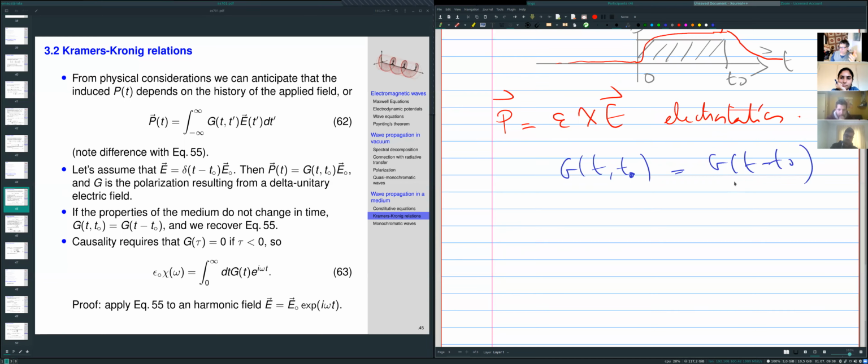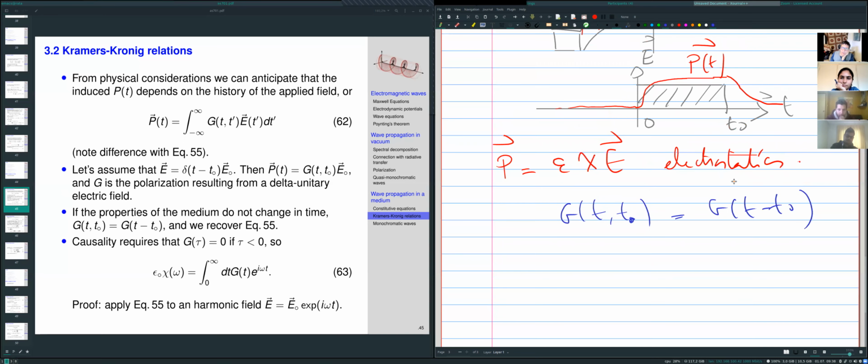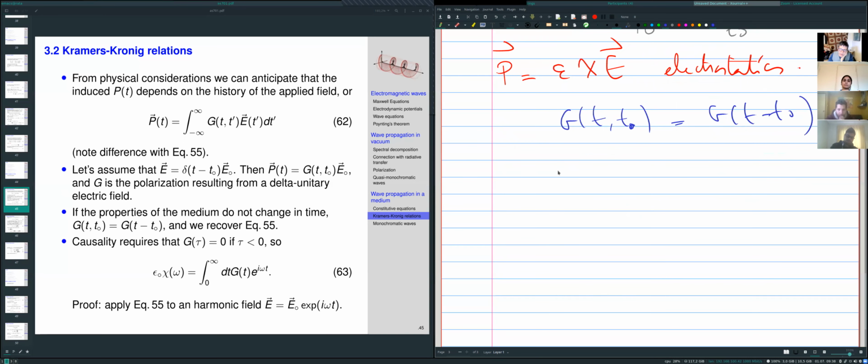If you have this dielectric, that would be the representation of a dielectric that is constant in time. It's not expanding, or contracting, or changing shape, or changing composition. If the physical properties of the medium are constant in time, then the kernel can be written not as two arbitrary variables, but with just one time dependence.